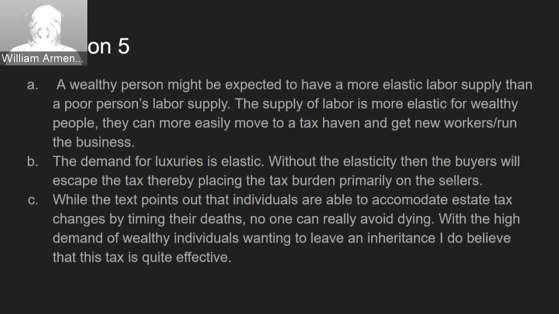So without the elasticity, the buyers will escape the tax easily, and the tax burden would primarily be on the sellers. And then for part C, it asked how effective is the estate tax. While the textbook points out that individuals are able to sometimes accommodate the estate tax by changing the timing of their deaths, you can't really avoid dying. So with a high demand of wealthy individuals wanting to leave an inheritance, the estate tax is very effective.